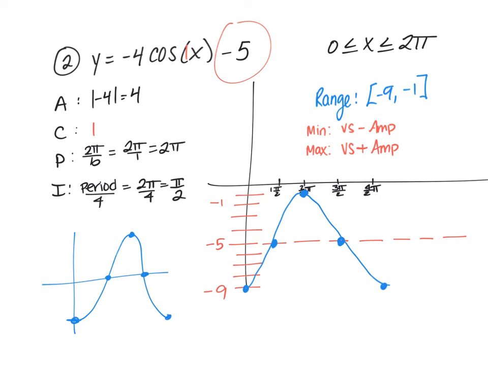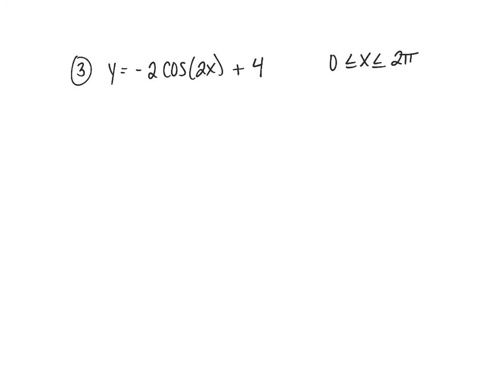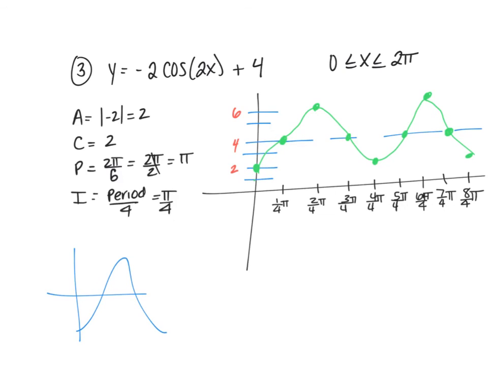All right, so one more. I'd actually like you guys to try this one entirely on your own. So we'll say this one is y equals -2 cos 2x plus 4. Again, over the interval from 0 to 2 pi. And then hit resume when you're ready for the answer. Okay, so here's what I got.